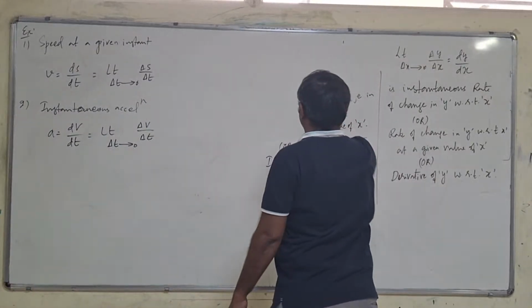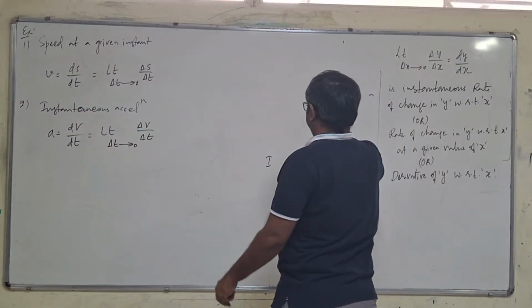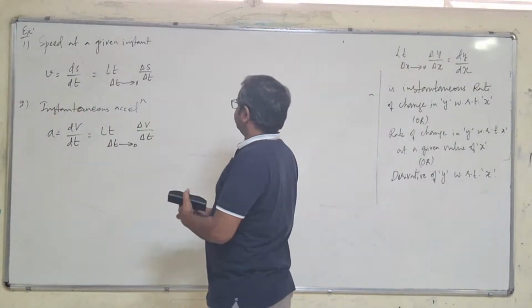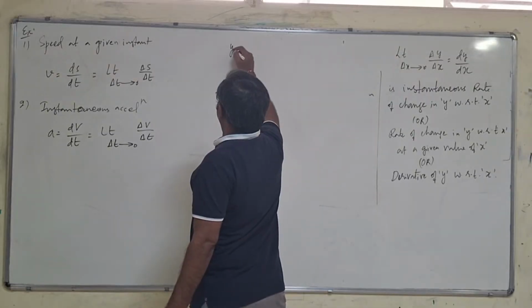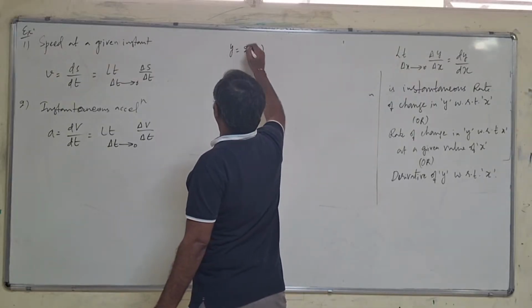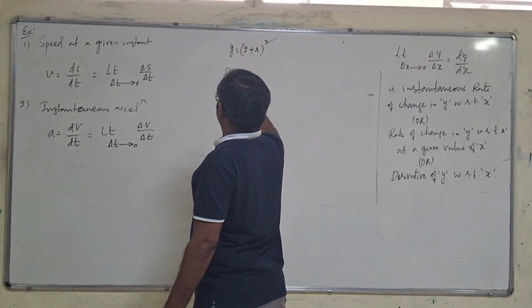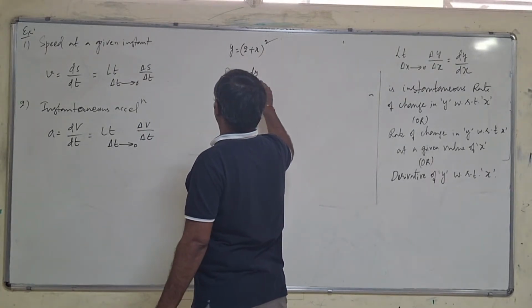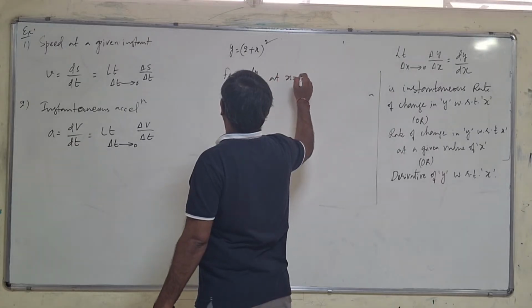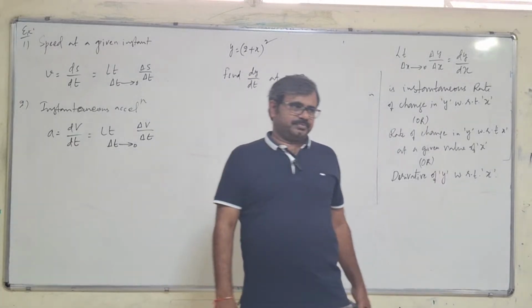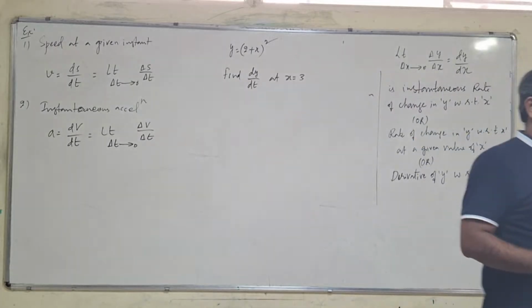I'll give you one problem. Please try this. y is equal to 2 plus x whole square. Find dy by dx at x is equal to 3. How do we do it?